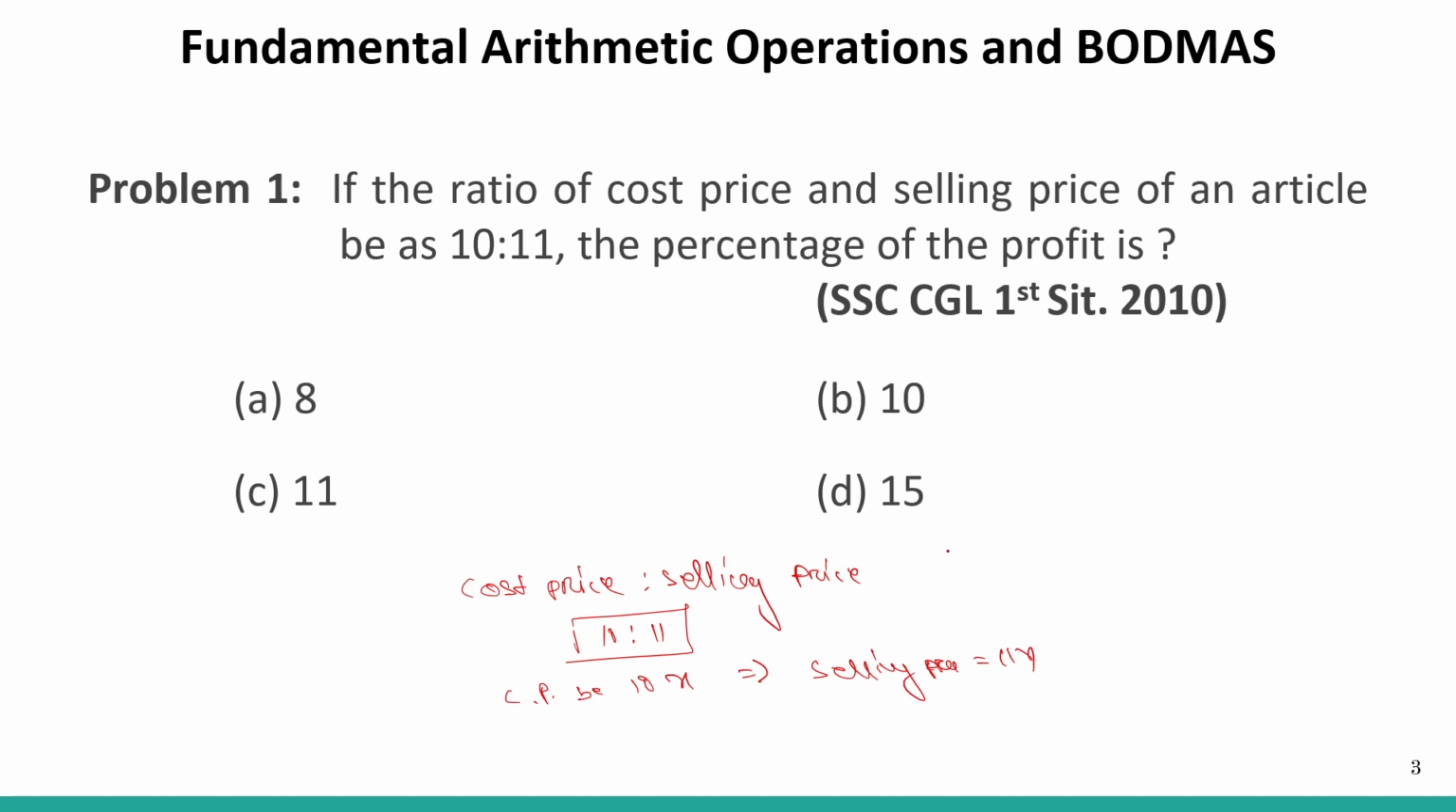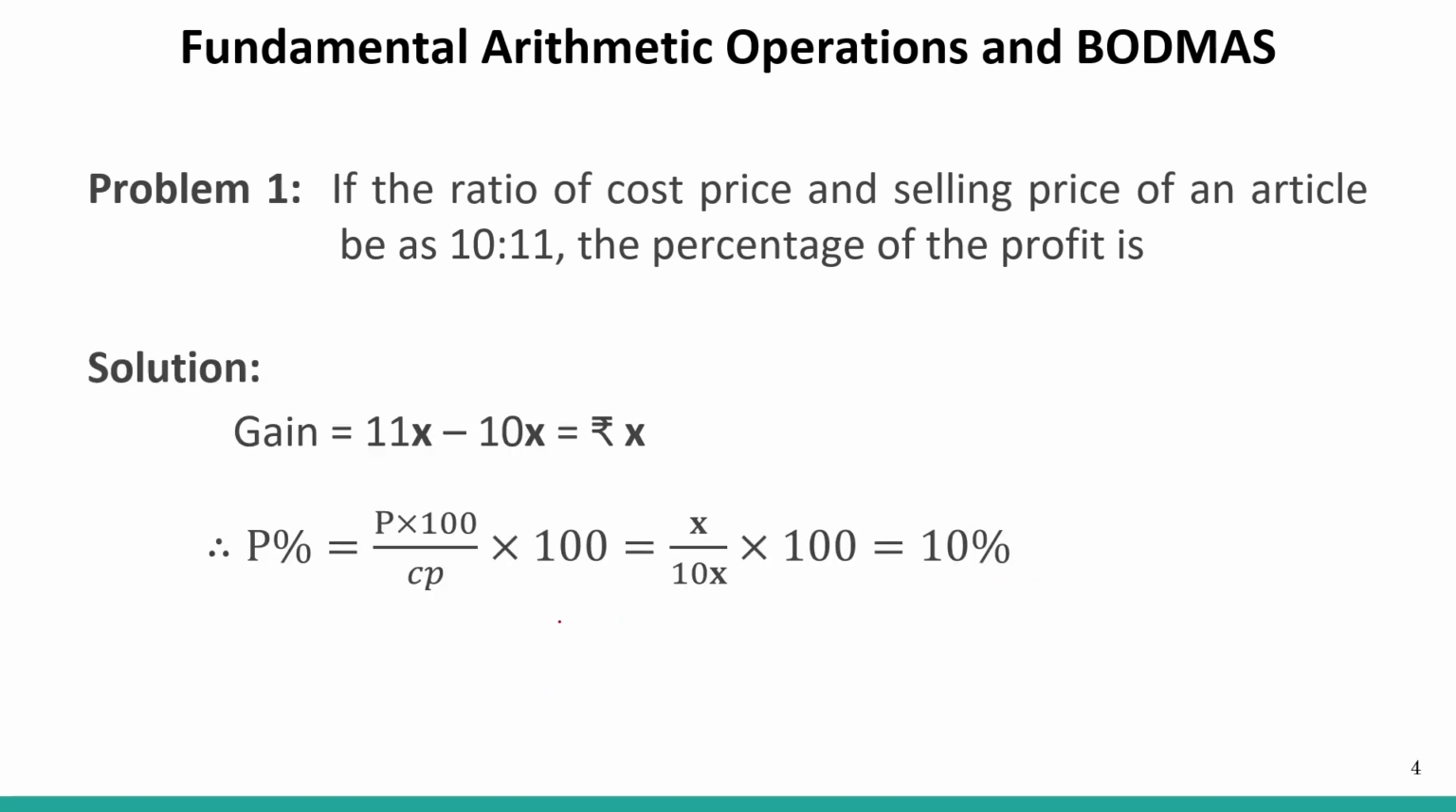So how much will be the gain? Gain is equal to 11x minus 10x, that is equal to x. Then the gain percentage will be gain by CP into 100. Gain percentage is gain by cost price into 100, so it will be x by 10x into 100, which is equal to 10%.